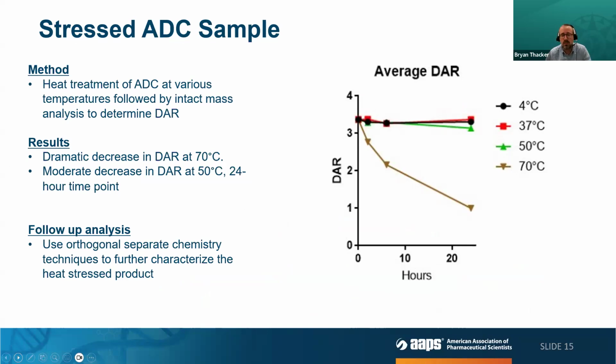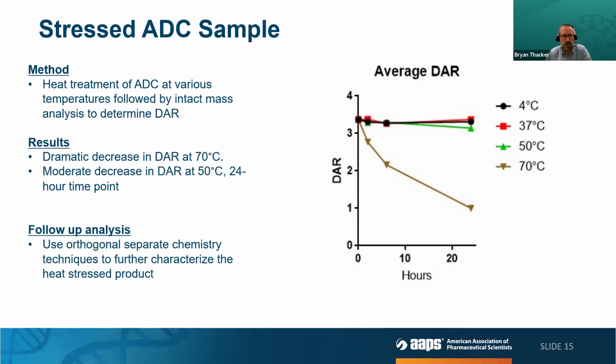To illustrate this, we've just done a very aggressive heat treatment of ADC over a 24-hour time period. What we did is we determined the average DAR for each of those samples. So you can see at 70 degrees, we get a strong reduction in DAR for the sample. At 50 degrees, we see a slight reduction at the 24-hour time point. It's an interesting finding and allows us to have samples that we can use to illustrate orthogonal techniques, which I'll touch on in the next few slides.